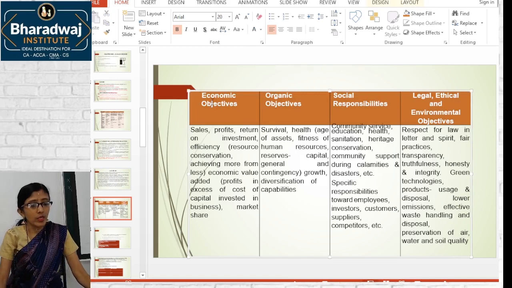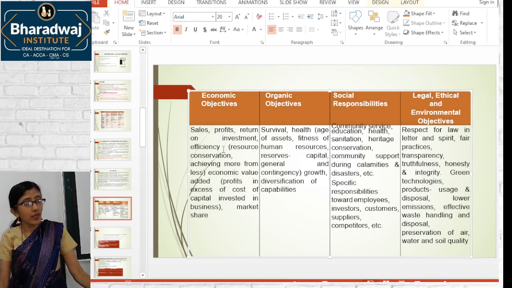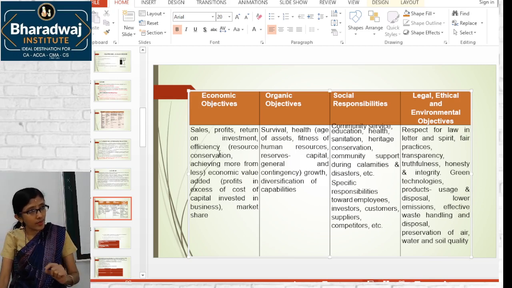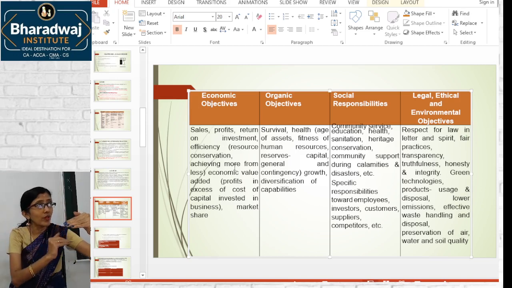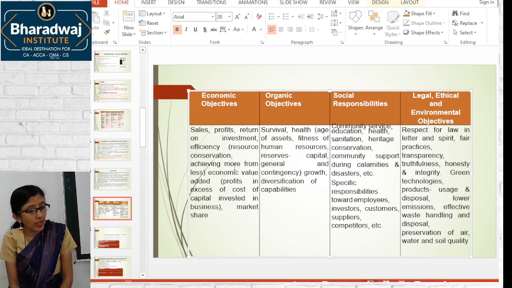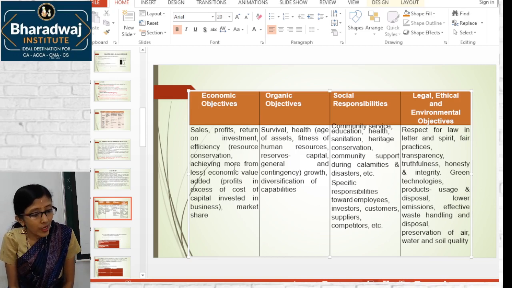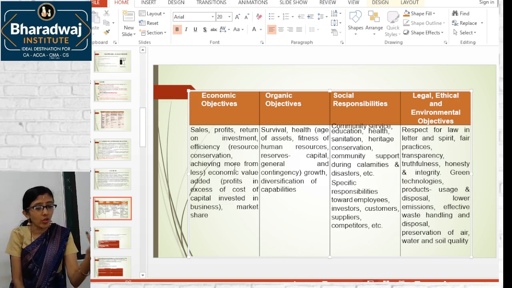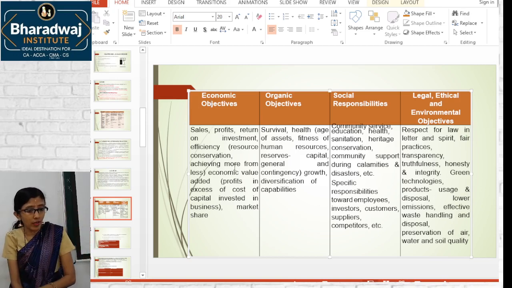Under economic objectives you will have terms like sales, profit, return on investment, capital invested. So how will they ask this segment? They will take one particular term and ask you under which objective it comes. Does investment in business come under economic, social, organic, or legal?